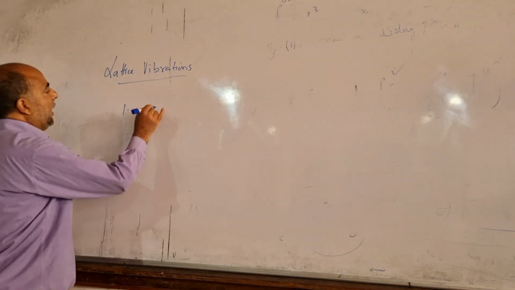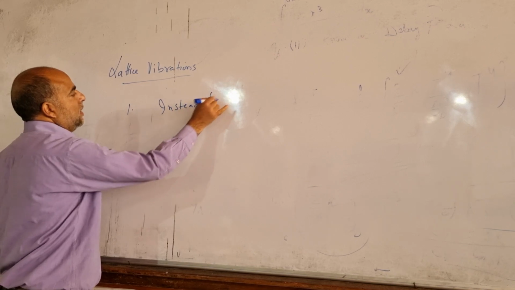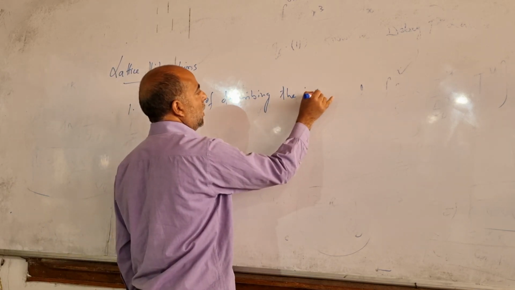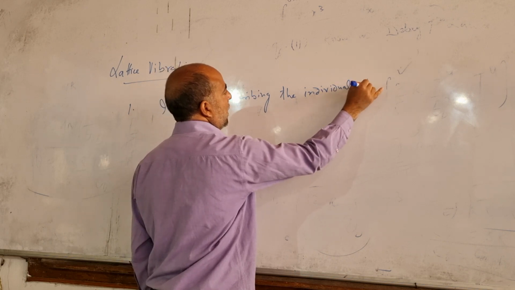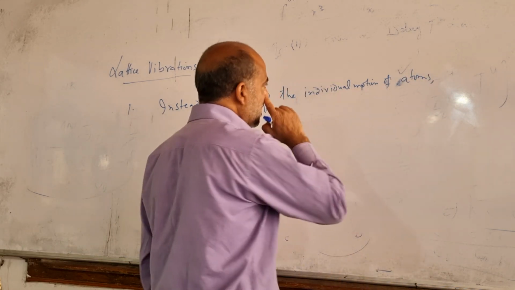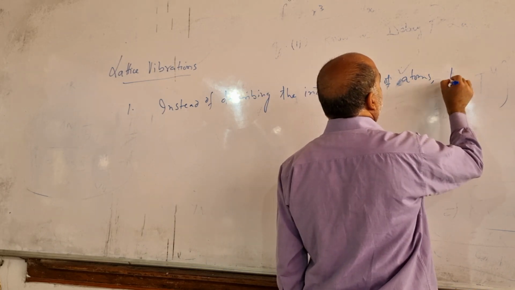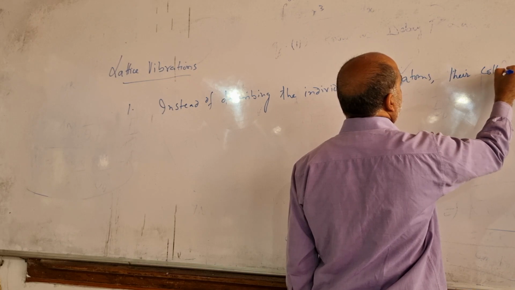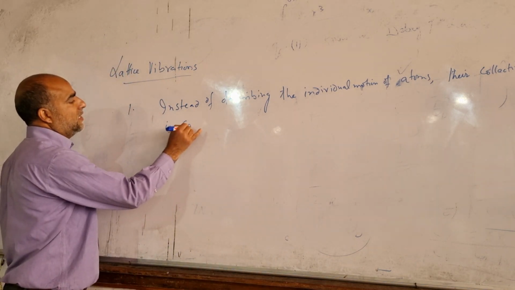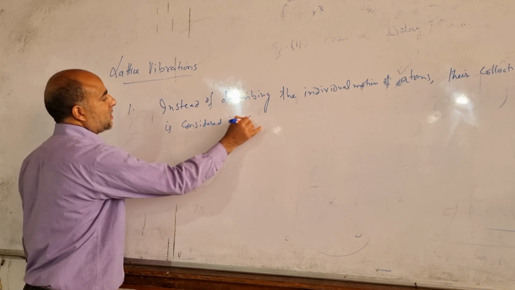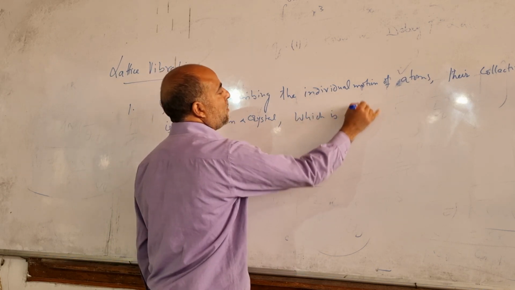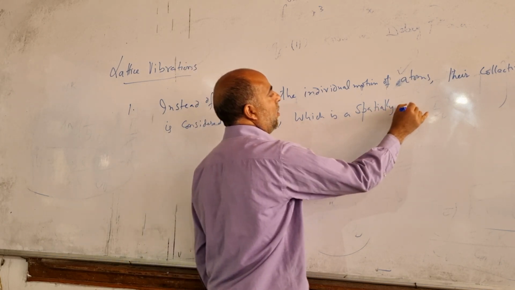So the first thing that we know is that instead of describing the individual motion of atoms, their collective motion is considered in a crystal, which is basically a spatially ordered crystal.